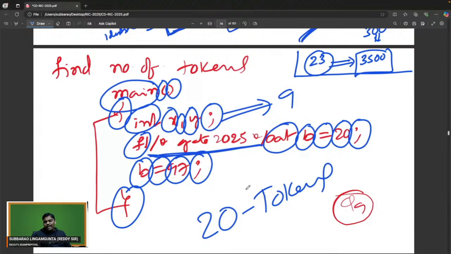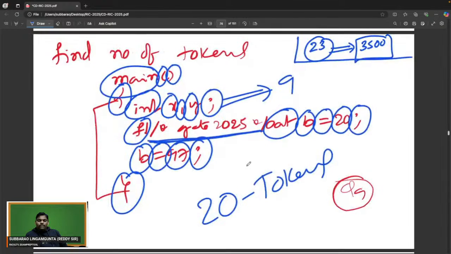A token is a collection of characters which will signify one of the things present in the programming language, maybe an identifier, maybe a data type, maybe a keyword, maybe an operator. It may belong to variables, functions, operators, or keywords. So like that, total 20 tokens.